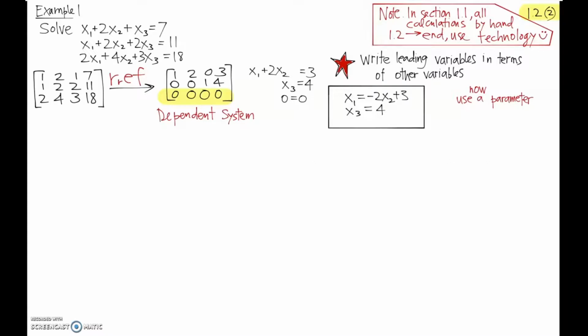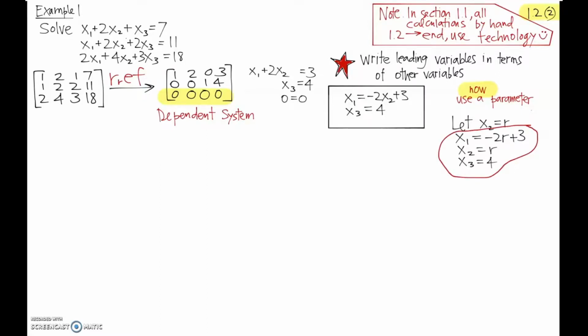Now what may be a new skill for us is we're going to use a parameter to describe the solutions, and the parameter is going to allow us to describe x1 in terms of x2. So we say let x2 equal r, then we know that x1 is negative 2x2, so negative 2r plus 3, x2 equals r, and x3 equals 4. And then this is how we're going to describe the solutions.